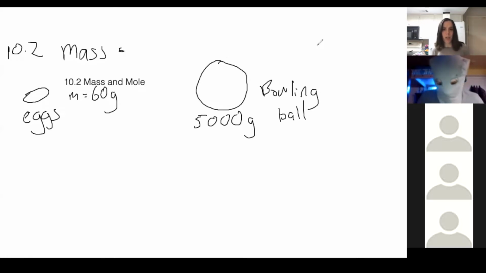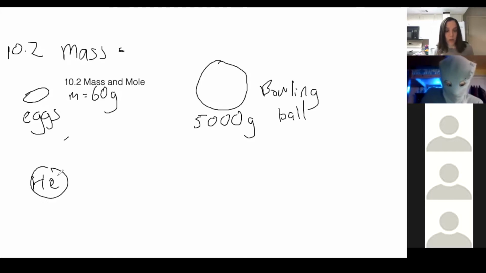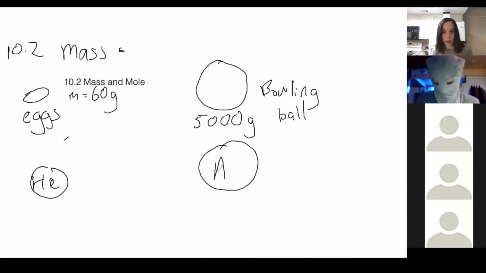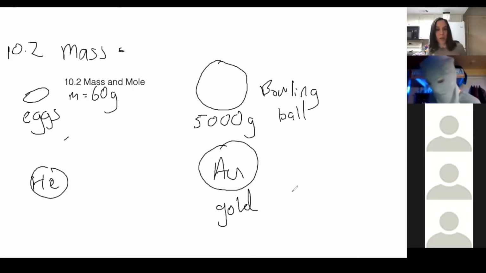So if you were to have a dozen eggs, that would weigh a very different amount than a dozen bowling balls. And it's analogous to saying you have, say, helium atoms versus gold atoms. Gold would be much bigger in size than helium, just like a bowling ball is a lot bigger in size than an egg. So we're talking about atoms. We're thinking about two different things: the size of the atoms, their mass, as well as how many atoms there are.